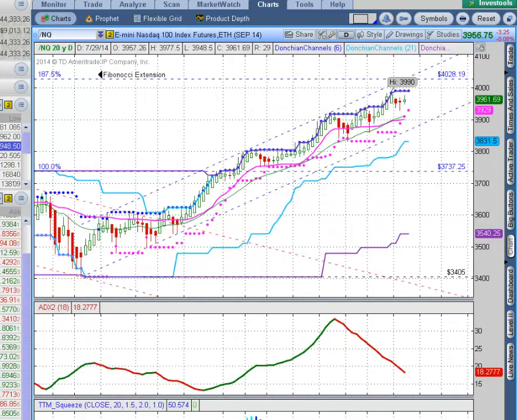The NASDAQ also closed down. The next higher target is 40.28. Price remains in the medium-term uptrend channel.